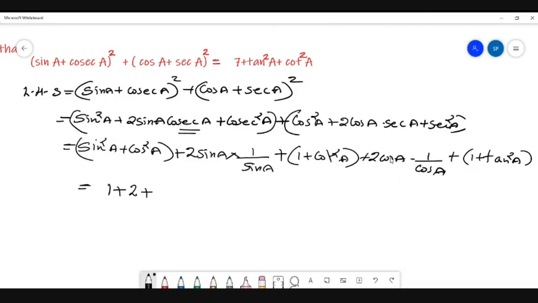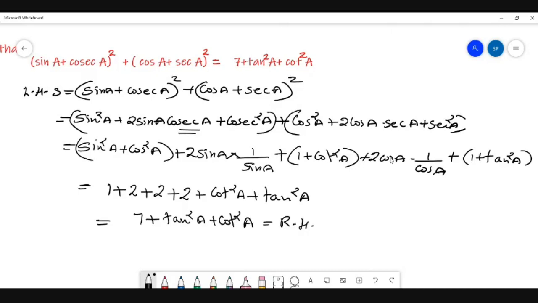Then cos A and cos A you can cancel and write 2 there. This 2 can be written here, plus 1 plus 1 again we get 2, plus cot square A plus remaining is tan square A. This is equal to 1 plus 2, 3 plus 2, 5 plus 2, 7. So 7 plus tan square A plus cot square A. This is the right hand side of the expression.